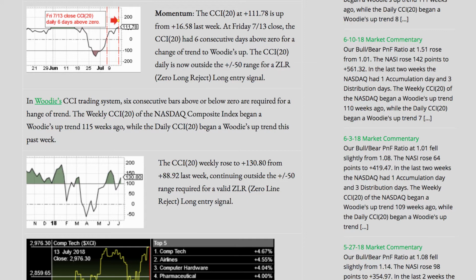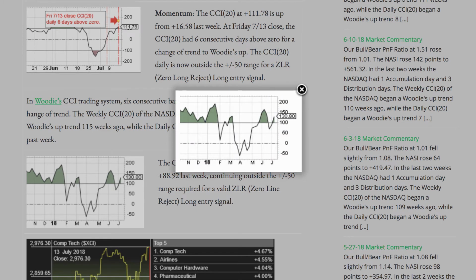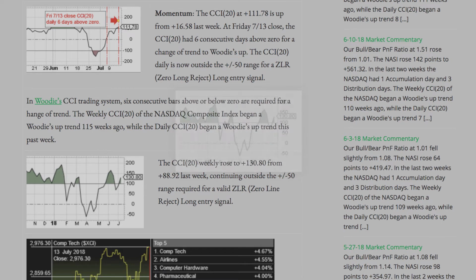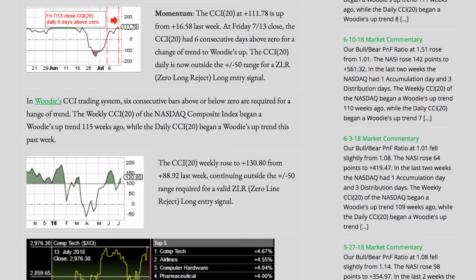The weekly CCI 20 of the Nasdaq Composite Index began a Woody's uptrend 115 weeks ago, while the daily CCI 20 began a Woody's uptrend this past week. The CCI 20 weekly rose to a positive 130.80 from a positive 88.92 last week, continuing outside the plus or minus 50 range required for a valid zero-line reject long entry signal.